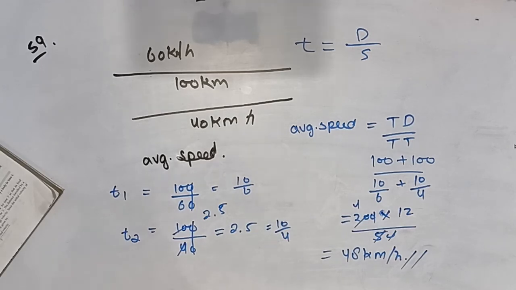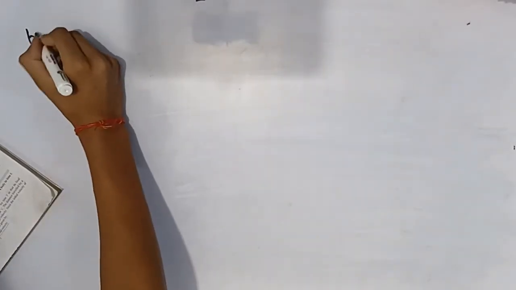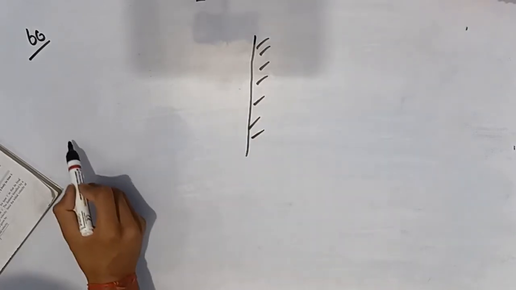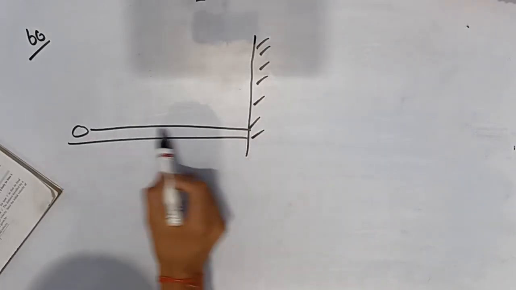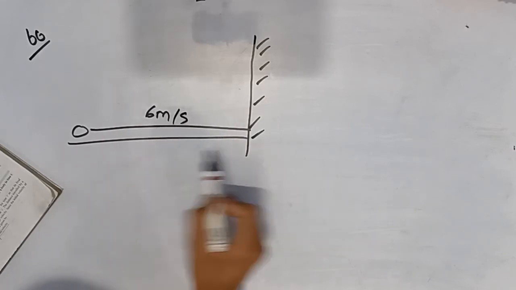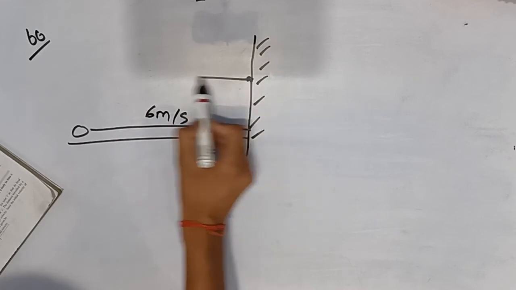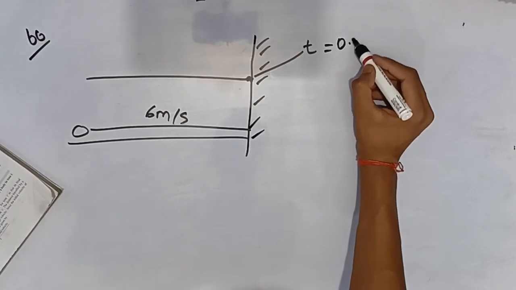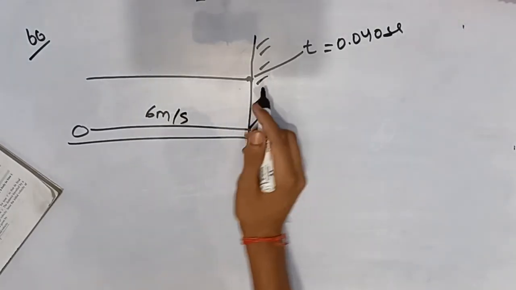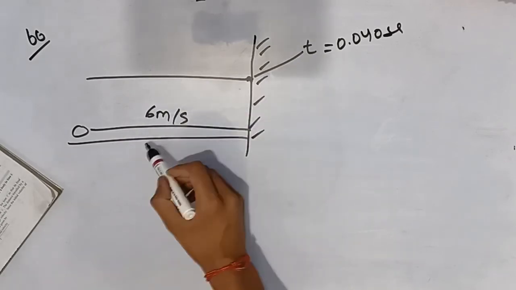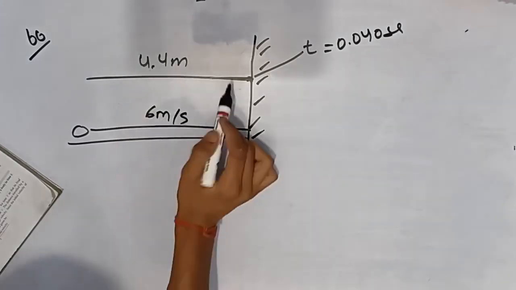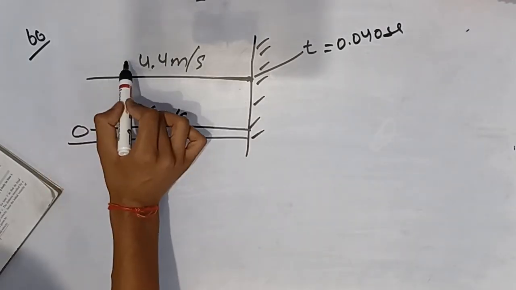Now let's move to question number 60. Question number 60 says that a ball hits the wall horizontally. Suppose this is a wall, and here is a ball which hits the wall with 6 meter per second speed, and the time of contact with the wall is 0.04 second. The ball rebounds back with 4.4 meter per second, meaning it went in this direction, so we will place a minus here.